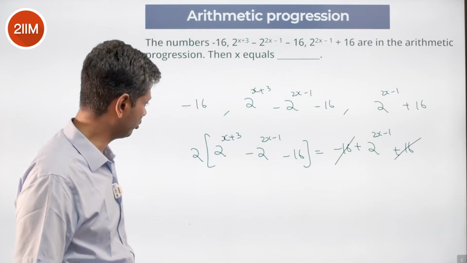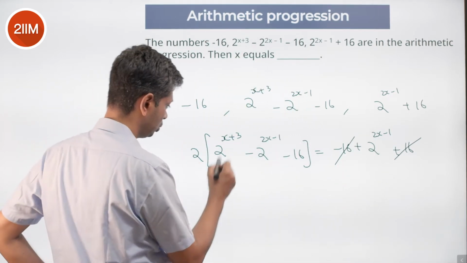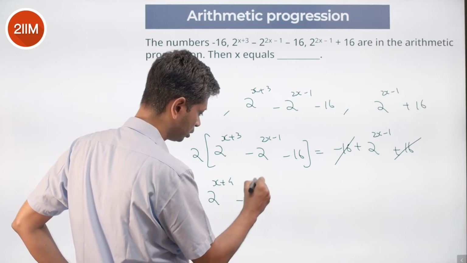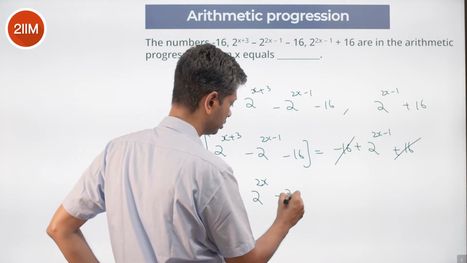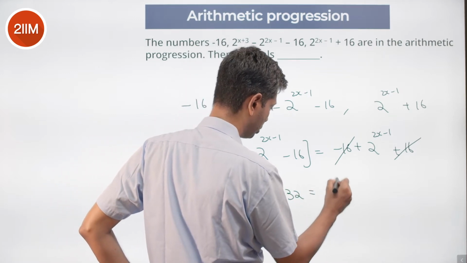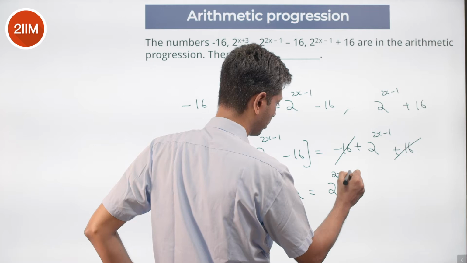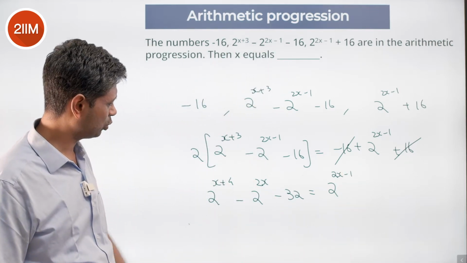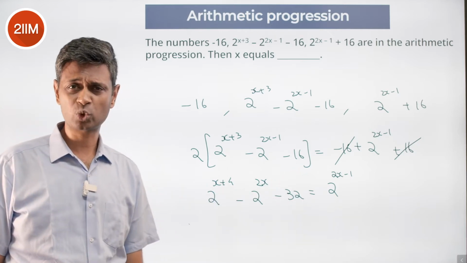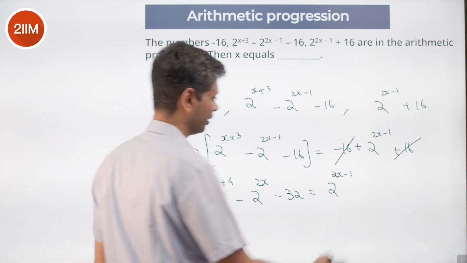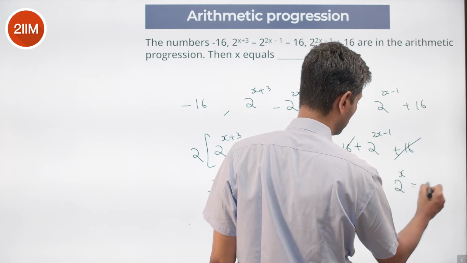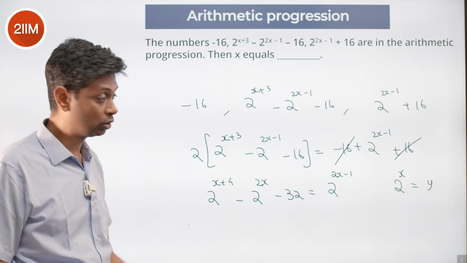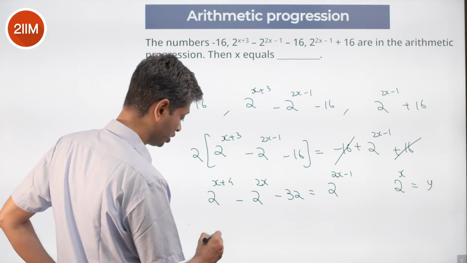This worked rather well for us. So this is 2 power x plus 4 minus 2 power 2x minus 32 equals 2 power 2x minus 1. Which is good. What am I going to do? This is 2 power 2x, this is 2 power 2x minus 1. I'm going to say, rather nicely, 2 power x equal to y. We should get a quadratic. This is 2 power x into 2 power 4. 2 power x is y. 2 power 4 is 16.